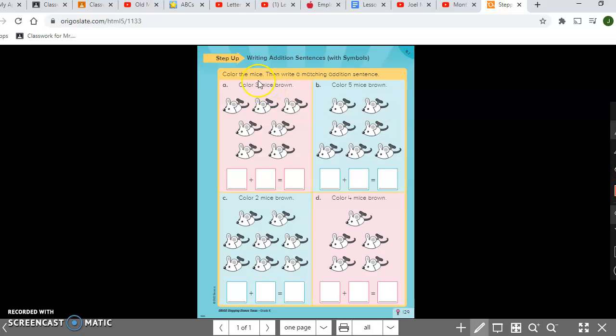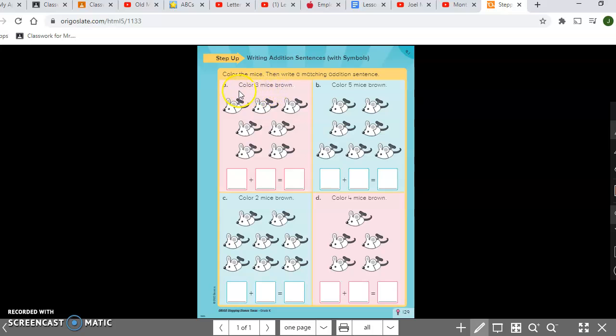And it says, the instructions are color the mice, then write a matching addition sentence, okay? So we've been working with brown and white mice, and we're going to continue to do that. I'm going to flip my color to brown. Now, if you don't have a brown crayon or marker, that's okay. You can use a different color. It doesn't have to be brown, but it kind of goes with the story if you have that.